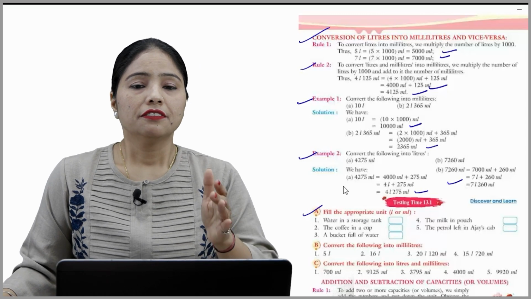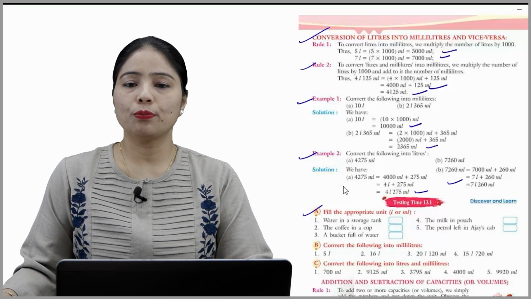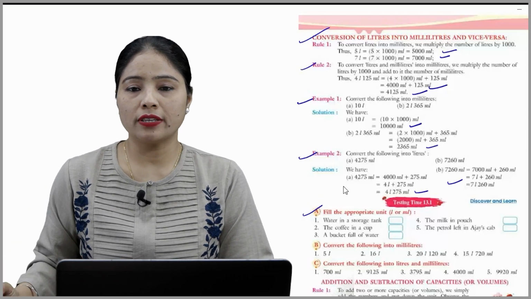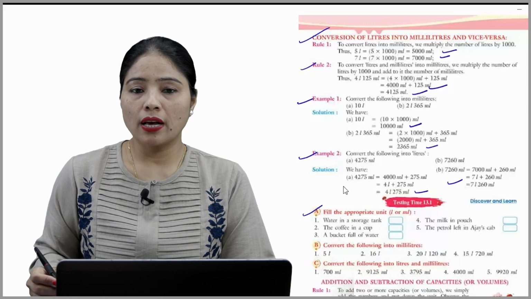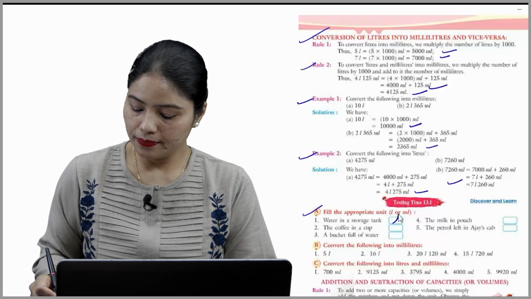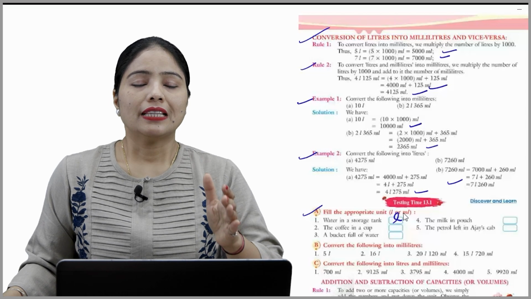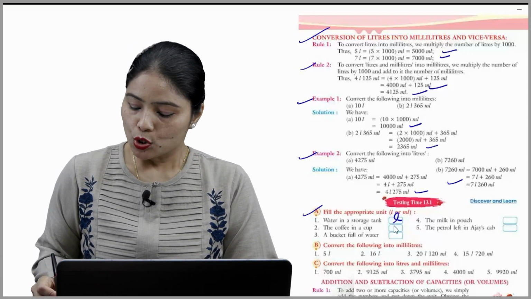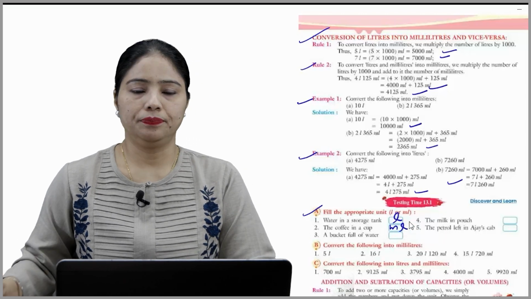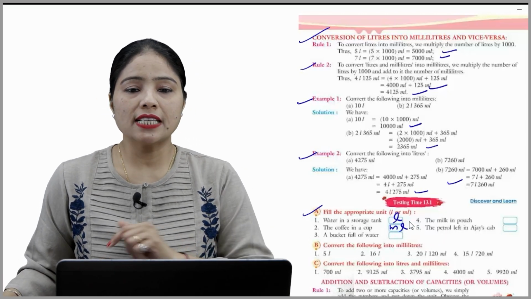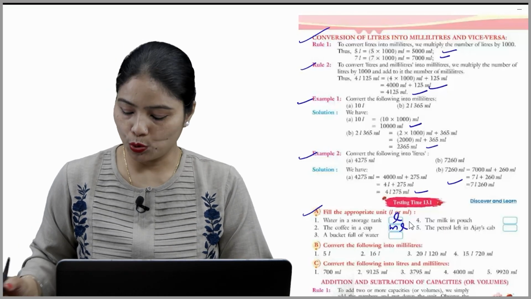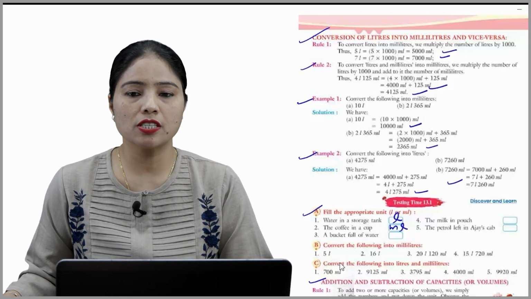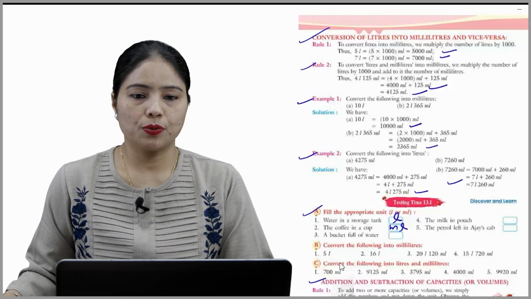Question number 1. Fill the appropriate unit, liter or milliliter. Water in a storage tank. So what will be the unit for the water in a storage tank? Yes, liter. So write it liter. The coffee in a cup. The coffee in a cup is a small quantity. So it will be milliliter. I hope you understood well. So these are the other questions. You have to complete them on your own. Okay. So now move on next one, which is additions and subtractions of capacities or volumes.